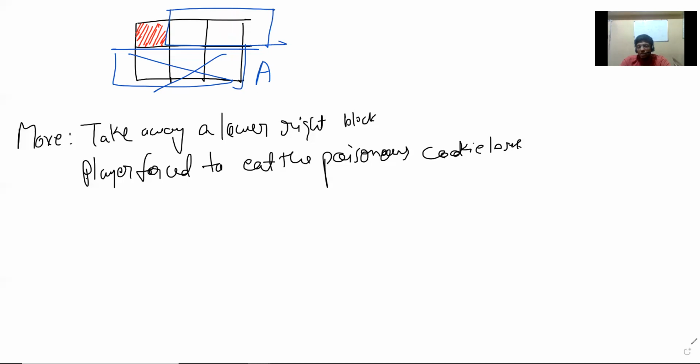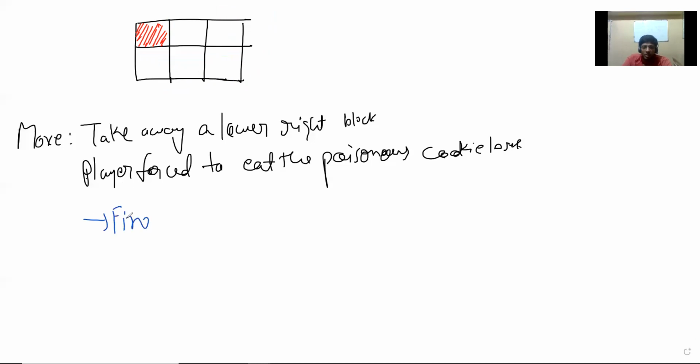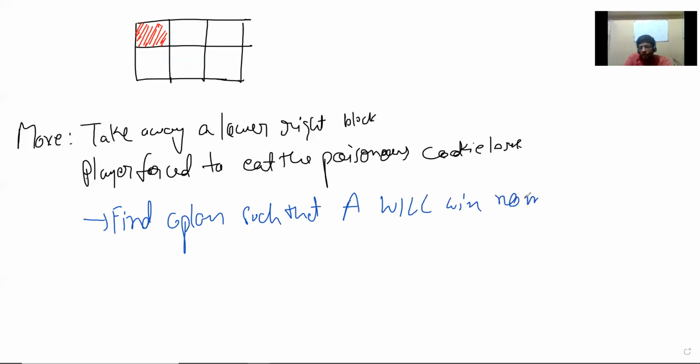So fine, let's do this. Let me say that more precisely: find a plan such that A will win no matter what B does. That plan will depend on B's moves, so yes, it has to be dynamic, right? No matter what B does.